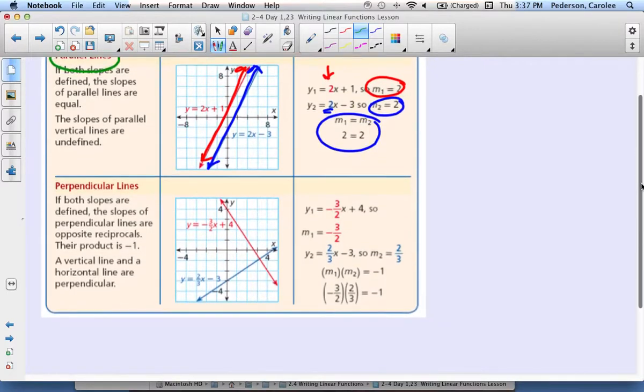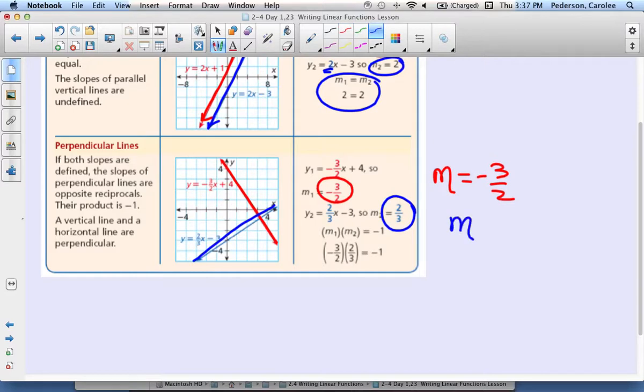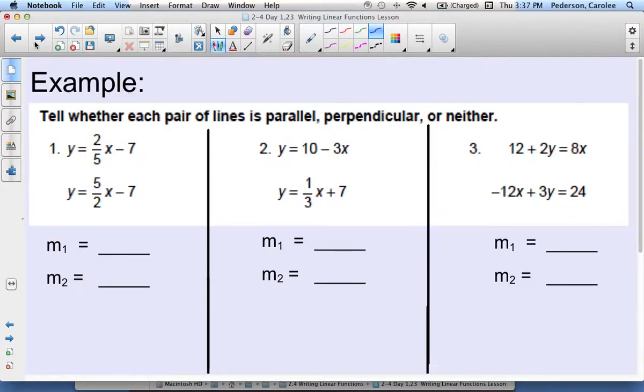This bottom graph has 2 lines, but now they're perpendicular. We have a red line, and its slope is -3/2. This blue line, when it's graphed out, has a slope of 2/3. Since they are reciprocals and opposite signs, we have -3/2 and 2/3, and they are opposite reciprocals. They are considered perpendicular. I think we'll save this for the next video.